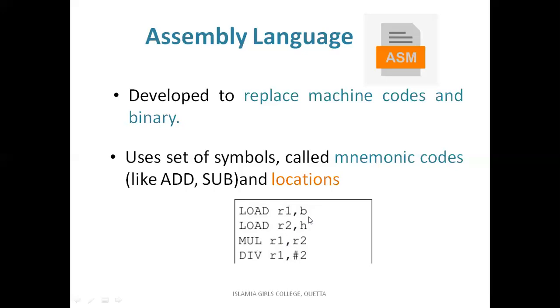And here you can see the other memory locations. We are telling it to load the data from B into R1 and from H into R2, and then multiply the values present in R1 and R2, and then we are dividing by the number 2 whatever value is present in R1. So you can see that here we are also using the memory locations along with the mnemonic codes. So now instead of using the ones and zeros, we will use these mnemonic codes and the memory locations.